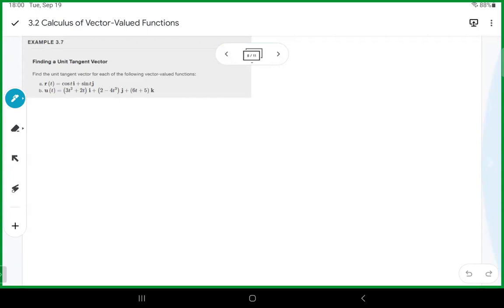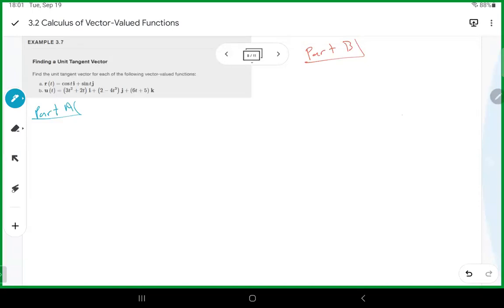So, all right. So the first one says, find the unit tangent vector for each of the following vector valued functions. So part A, we're going to try to do part A on the left side here, and we'll do part B over here if we can fit it. All right. Luckily, we have some slides to play with if we can't.